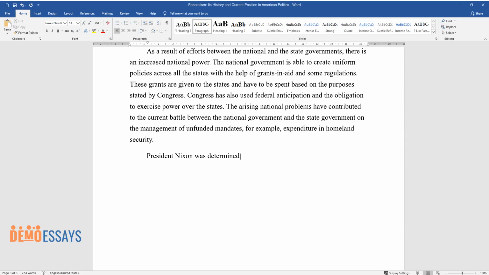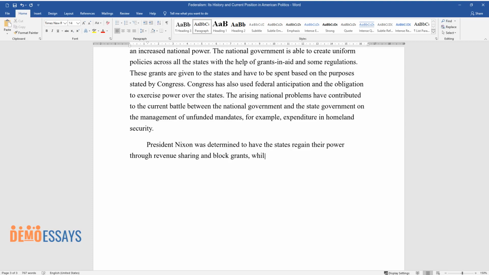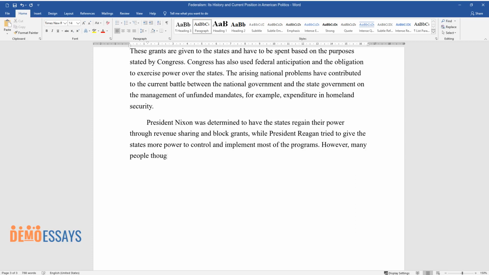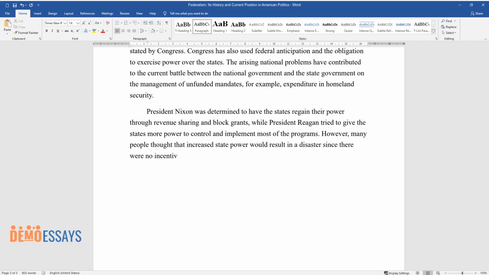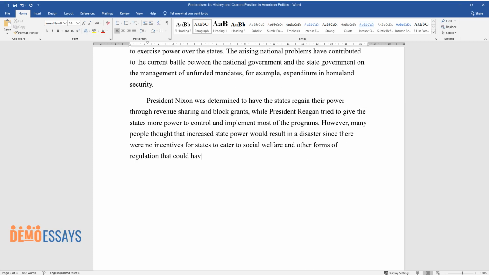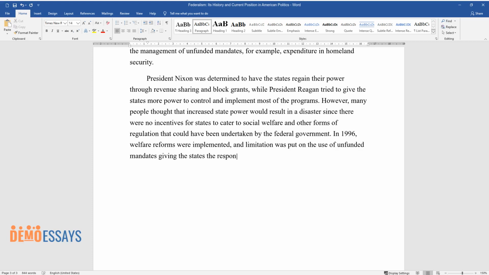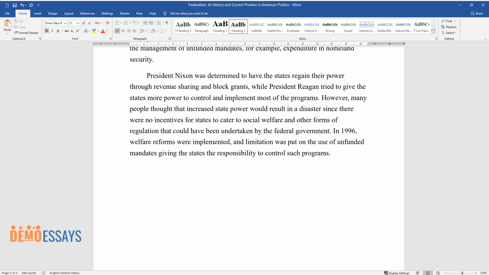President Nixon was determined to have the states regain their power through revenue sharing and block grants, while President Reagan tried to give the states more power to control and implement most of the programs. However, many people thought that increased state power would result in a disaster since there were no incentives for states to cater to social welfare and other forms of regulation that could have been undertaken by the federal government. In 1996, welfare reforms were implemented, and limitation was put on the use of unfunded mandates, giving the states the responsibility to control such programs.